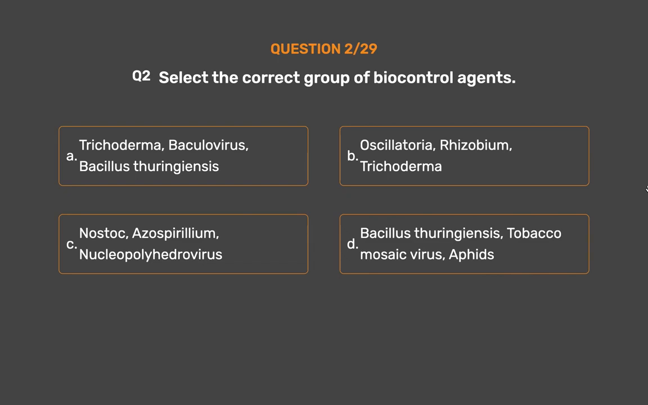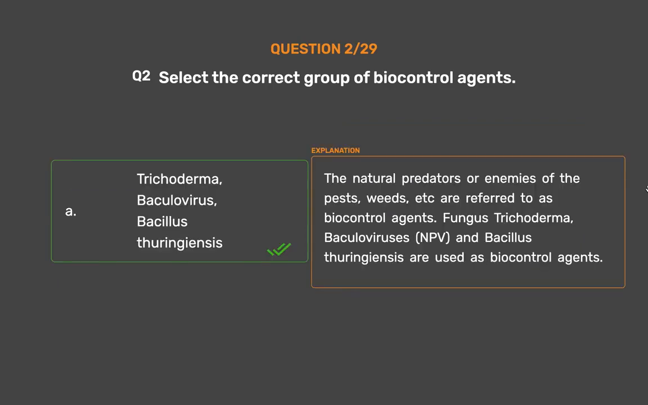The correct answer is Option A. Trichoderma, baculovirus, Bacillus thuringiensis. The natural predators or enemies of the pests, weeds, etc. are referred to as biocontrol agents. Fungus Trichoderma, baculoviruses, NPV, and Bacillus thuringiensis are used as biocontrol agents.